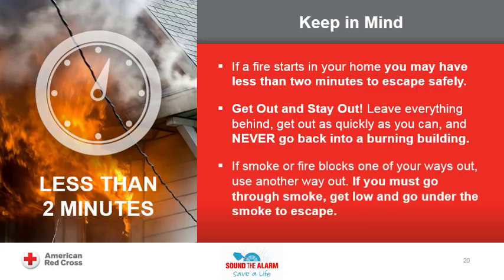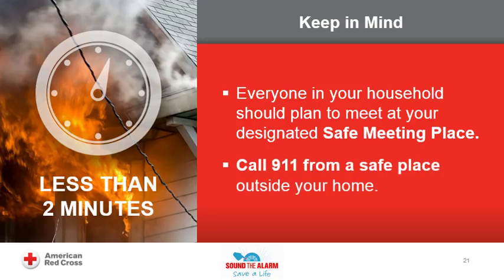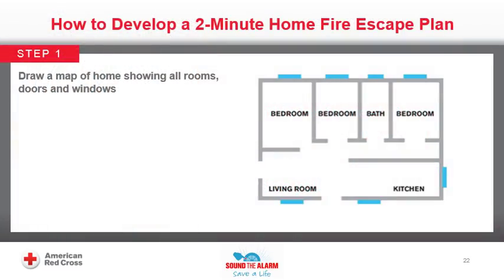If smoke or fire blocks one of your ways out, use another way out. If you must go through smoke, get low and go under the smoke to escape. Everyone in your household should plan to meet at your designated safe meeting place. Call 911 from a safe place outside your home. Here is how to develop a 2-minute home fire escape plan.